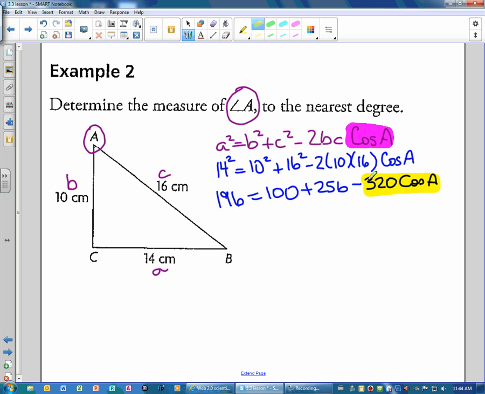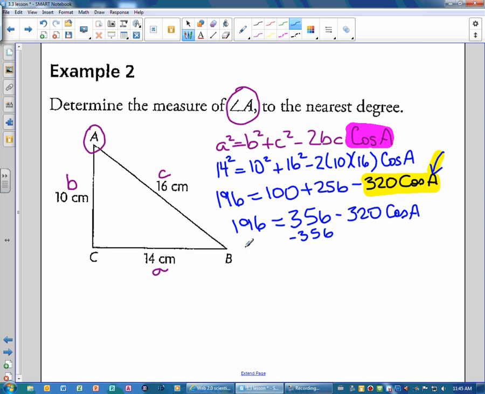So what I got to do is isolate this. This is my unknown right here. A is my unknown. Oops, I'm going to pen. A is my unknown right here. So that's what has to be isolated. So this has to go away, and this has to go away. So I have 196 equals, I can add these two together, 356 minus 320 cos of A. This has to go.